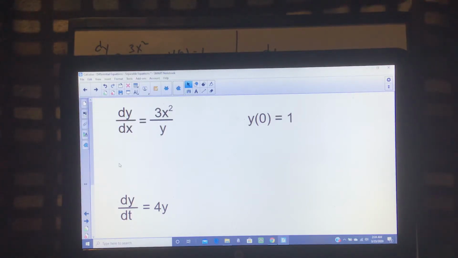So these are the two problems. I said try it on your own. These are the solutions to them.